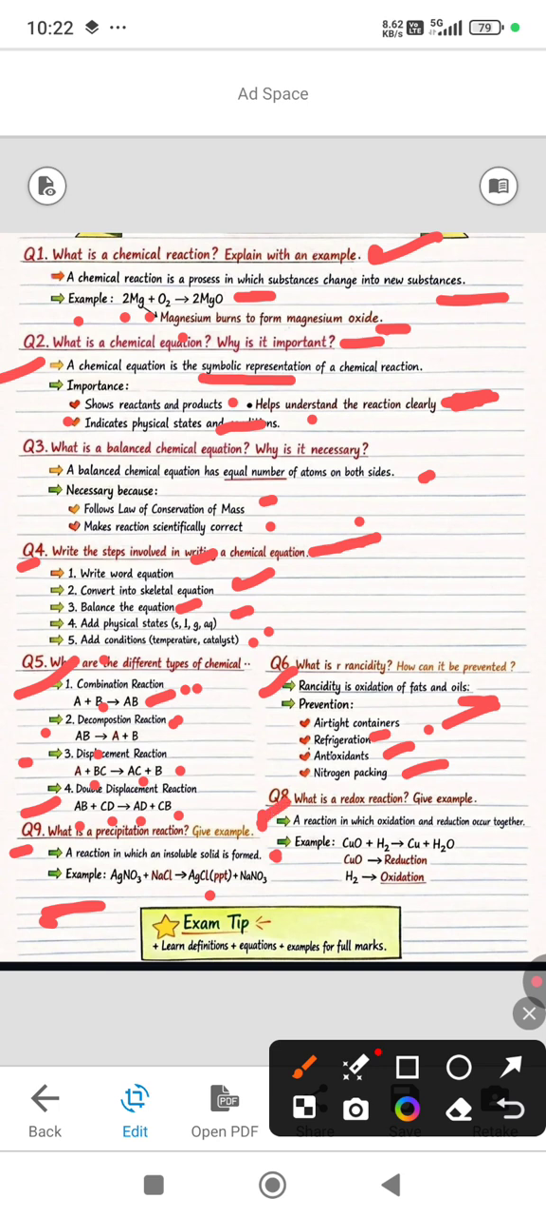Question number 8. What is redox reaction? Give example. A reaction in which oxidation and reduction occur together. Example, CuO plus H2 gives Cu plus H2O. Here in CuO there is reduction and in H2 there is oxidation.